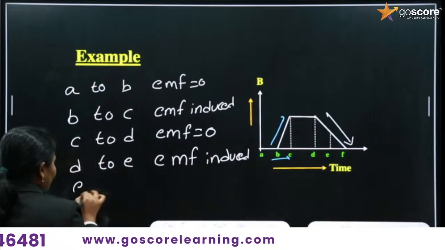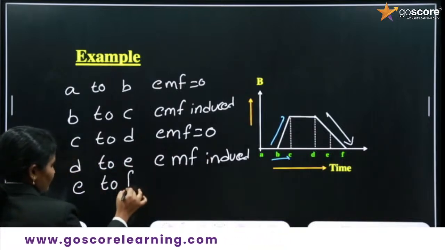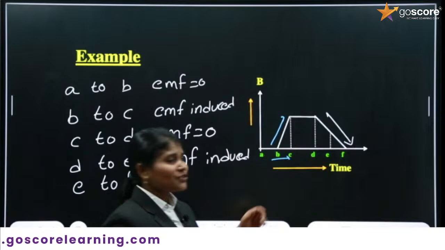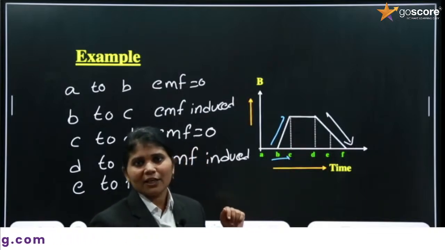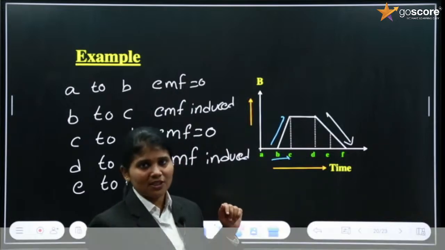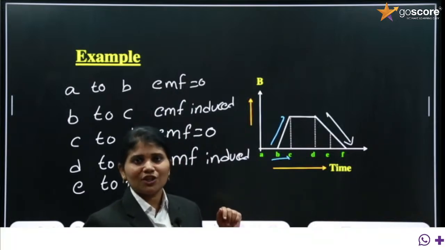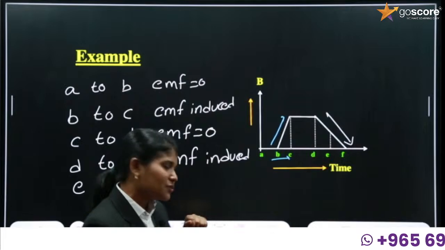Next, E to F. E to F also has a change in magnetic field. When there is a change in magnetic field, magnetic flux is also changing. When the magnetic flux is changing, what happens? EMF is induced.